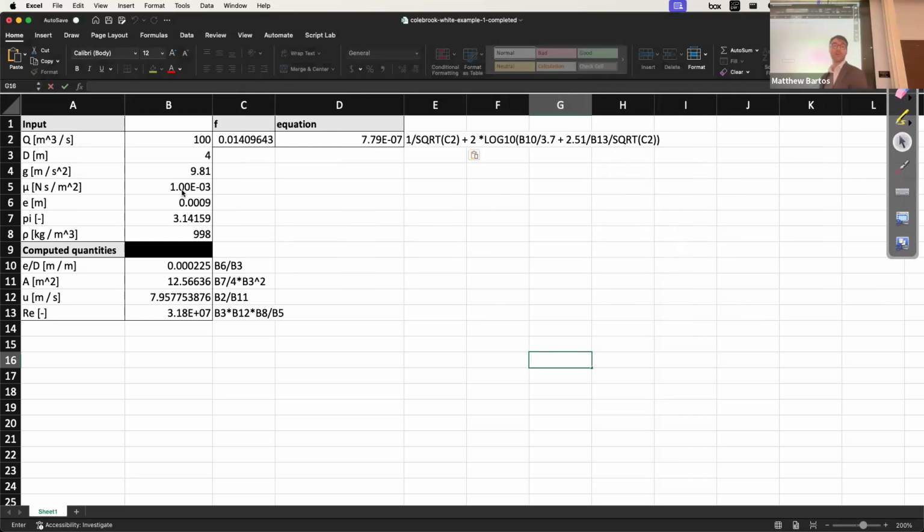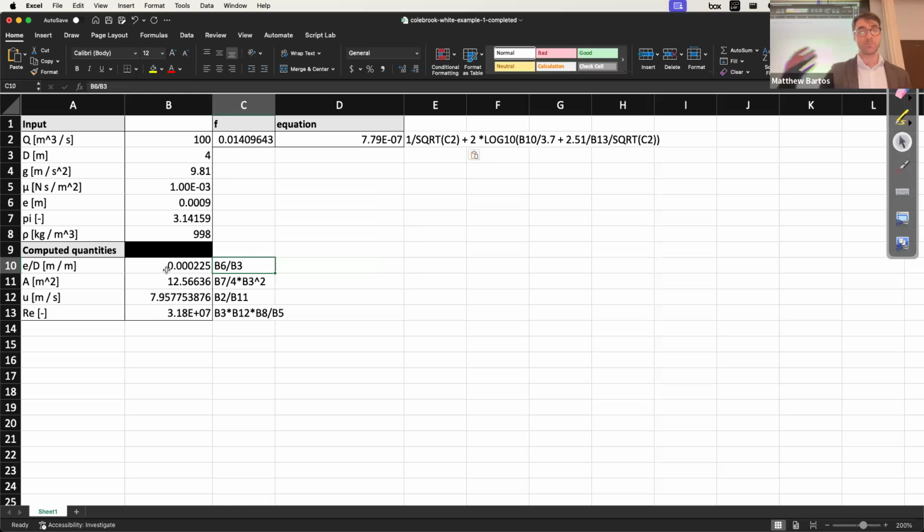So we have our parameter values up in column B. Those are all the parameters of the problem. We computed a few quantities for convenience. We have E over D, the roughness height divided by the diameter, computed by this formula, B6 divided by B3. We computed the cross-sectional area using our formula for the area of a circle. We computed our velocity by dividing the discharge by the cross-sectional area, and then we computed the Reynolds number.